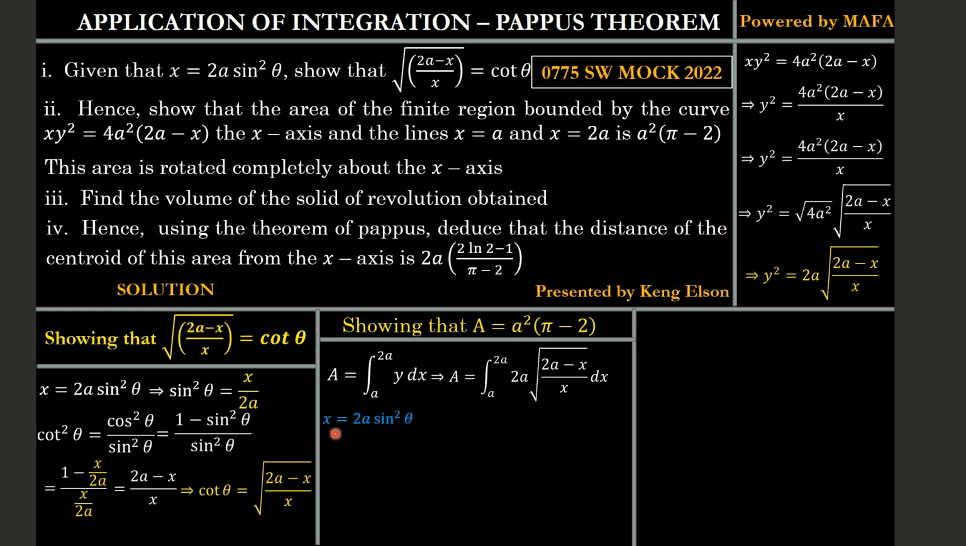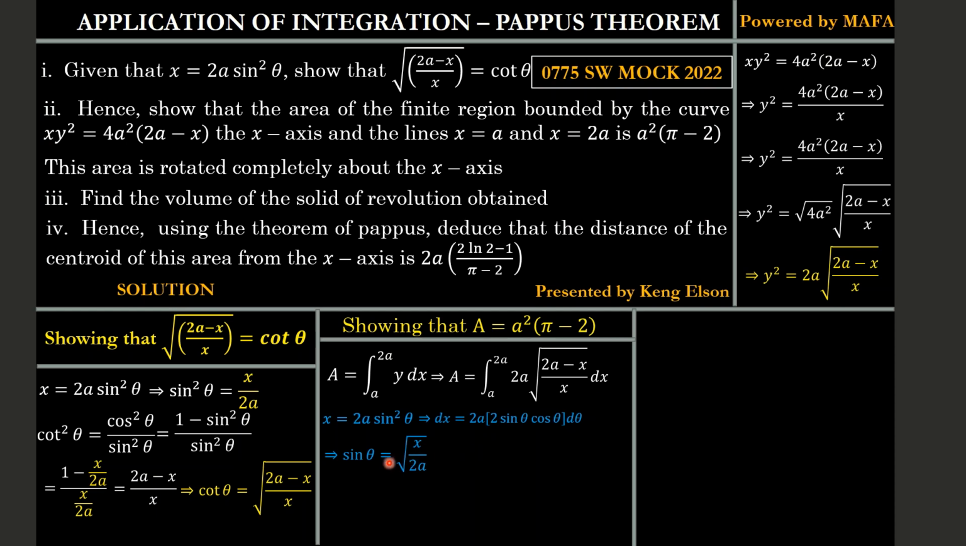So taking x to be 2a sine squared theta, then we can differentiate both sides to get dx equal to 2a into 2 sine theta cos theta d theta, which will result in 4a sine theta cos theta d theta. Now remember that we are changing variable from x to theta, so we also need to look for theta.